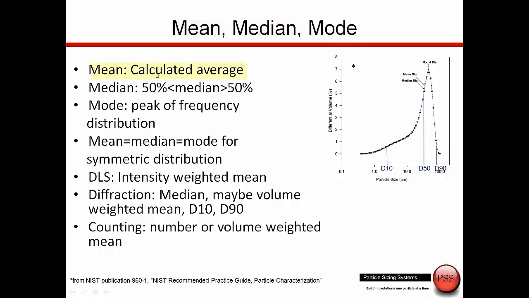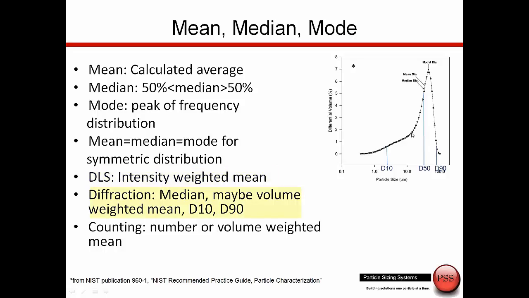The mean is some kind of calculated average. There are various averages we could calculate. The median is the point where 50% of the particles are above the median and 50% are below the median. That's also called the D50. The mode is the highest point in the frequency distribution. And for a symmetric distribution, the mean, median, and mode will all be the same, but as you see here, for a non-symmetric distribution, these are different values. With dynamic light scattering, we have another value we look at, which is the intensity weighted mean.